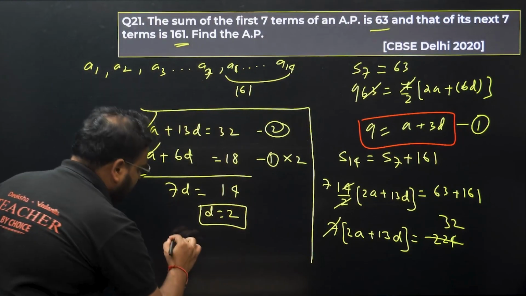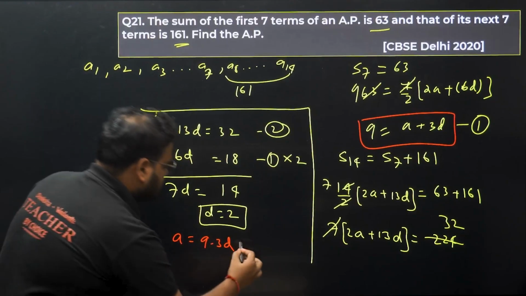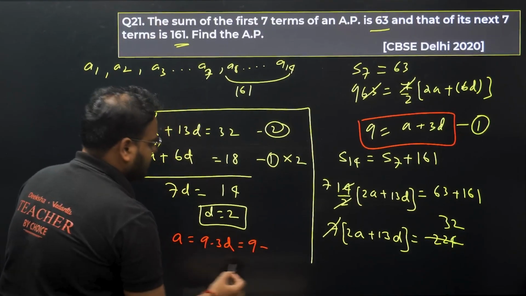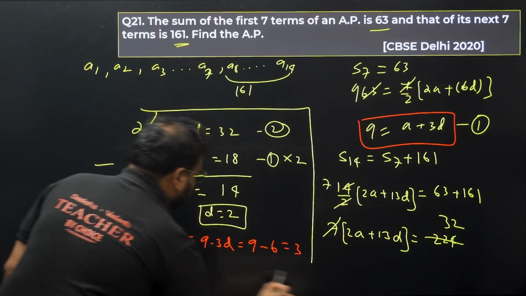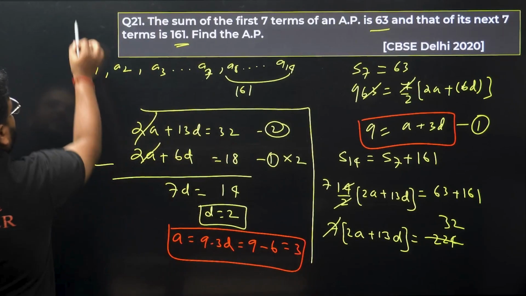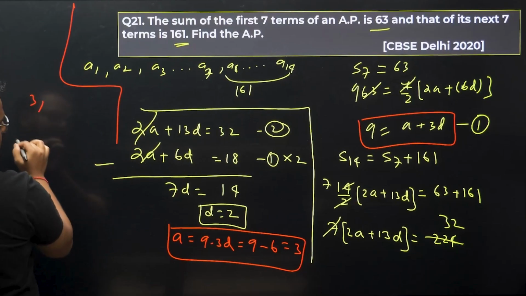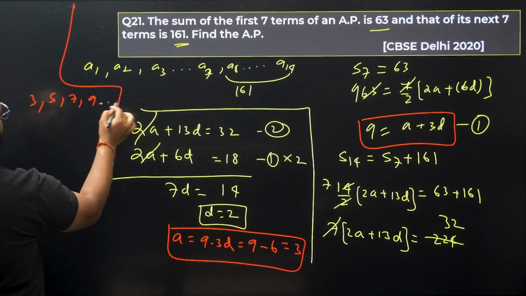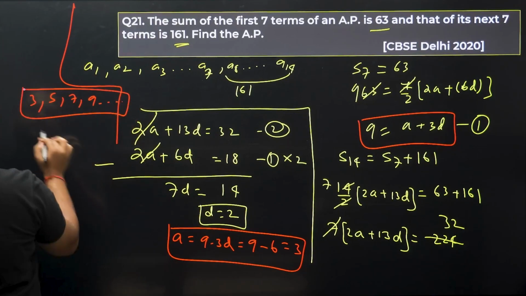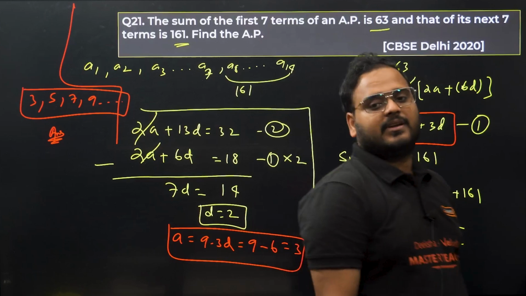Substitute. You get A equals 9 minus 3D. So this will be what? 9 minus 3 into 2, 6. So I get the answer as 3. Okay. So the A value is actually 3. So the AP is nothing but, please check: the first term is 3, next is 5, next is 7 and 9 and so on. That's your final answer.